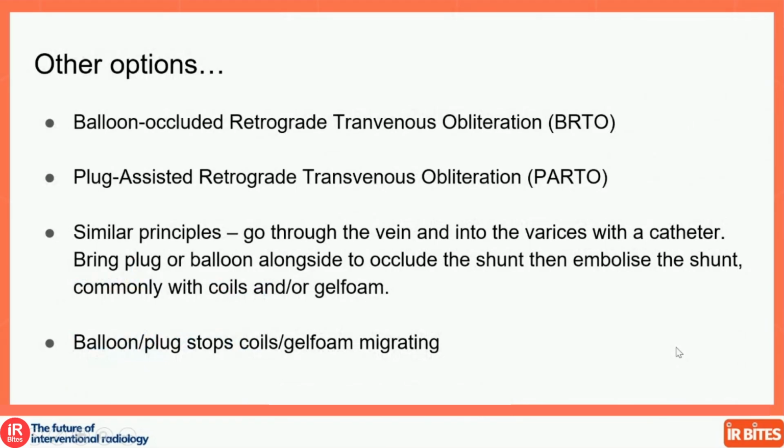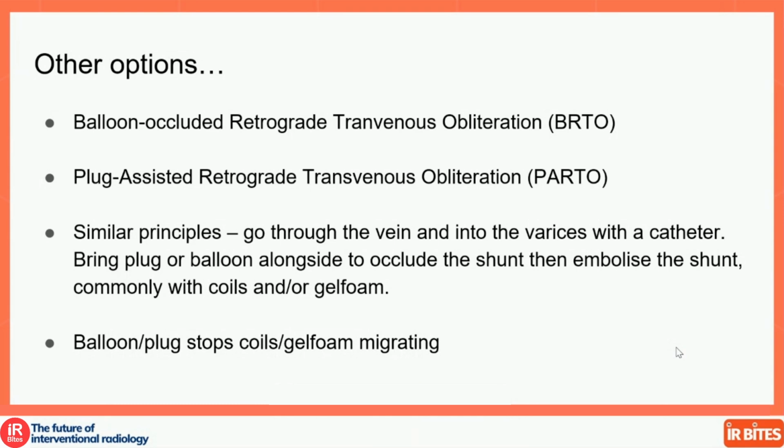So there are other options. There's these things, BARTO and PARTO. So balloon occluded or plug assisted retrograde transvenous obliteration. These both have similar principles. So the varices are accessed by the venous system this time. So you need to remember that and puncture the vein and not the artery.